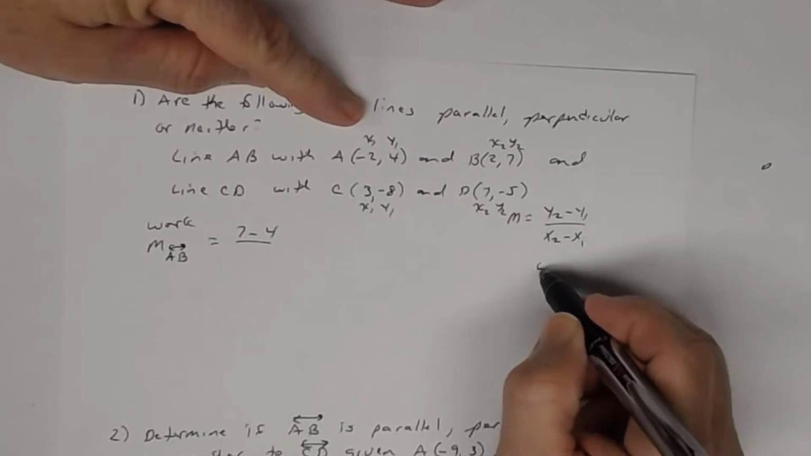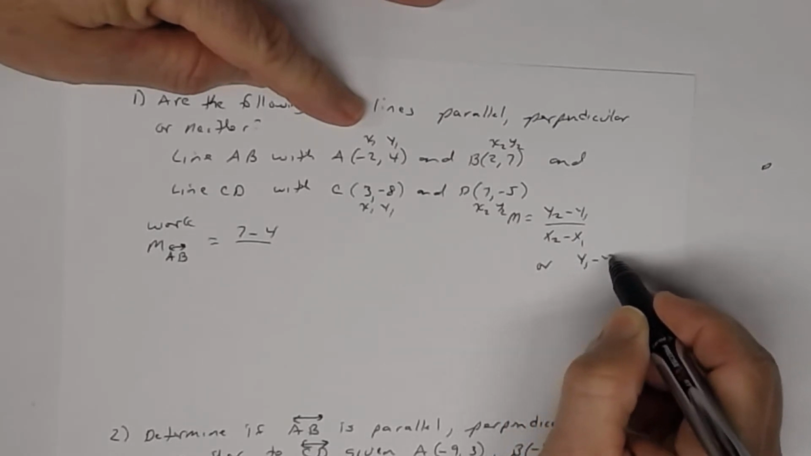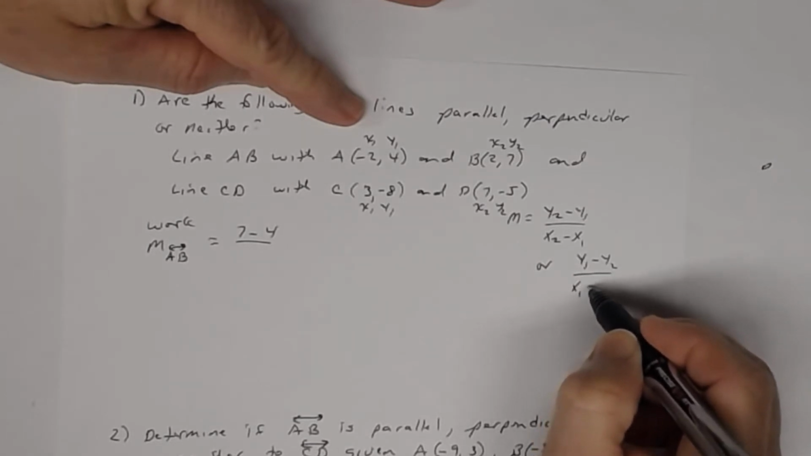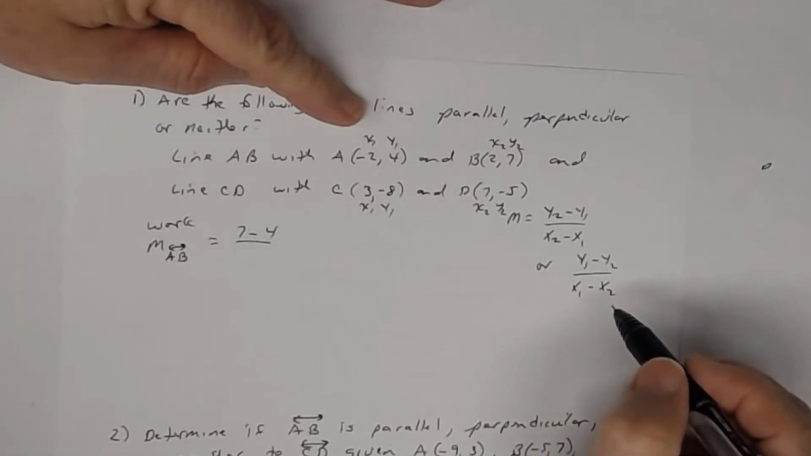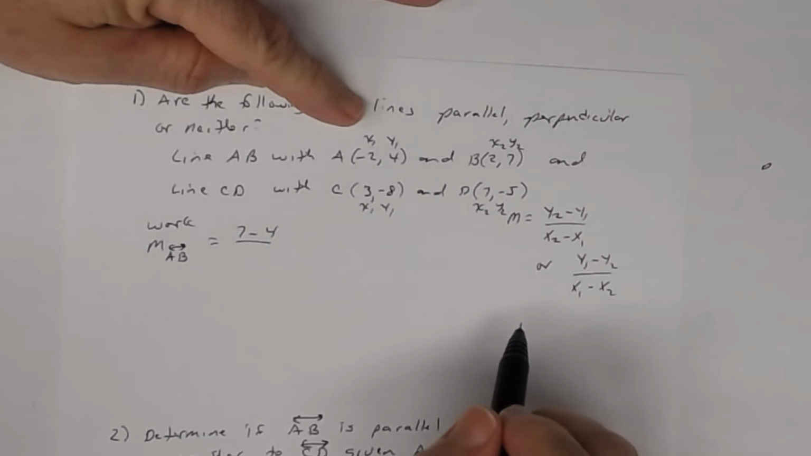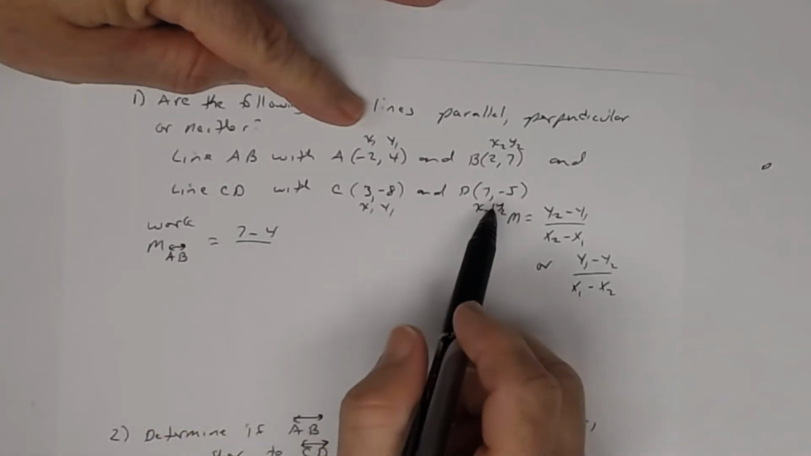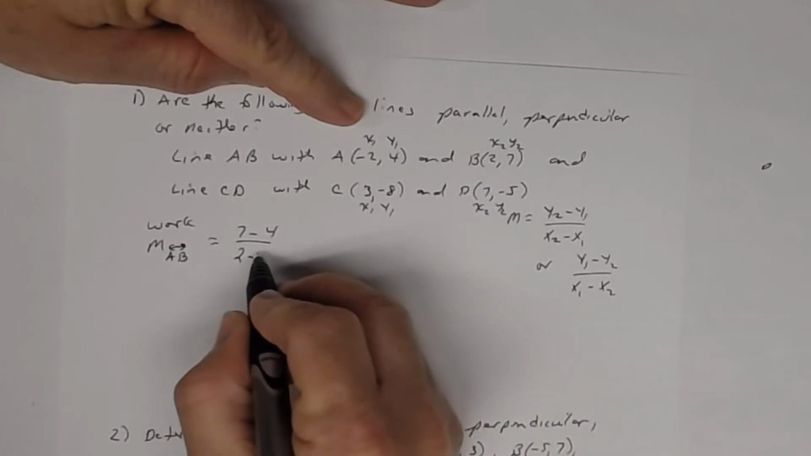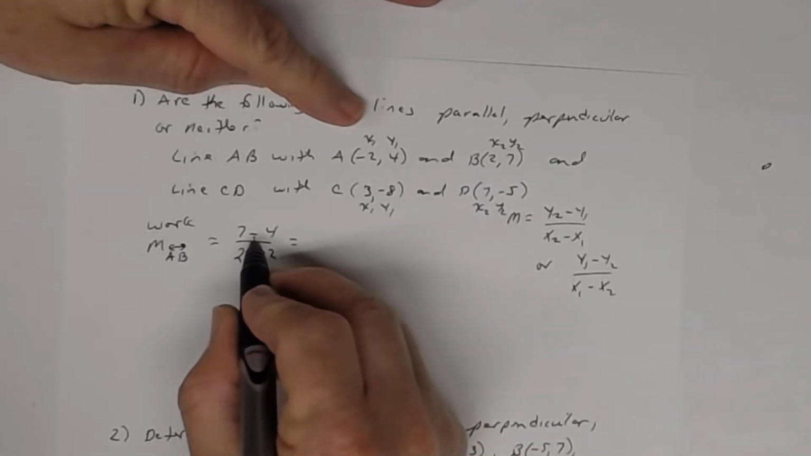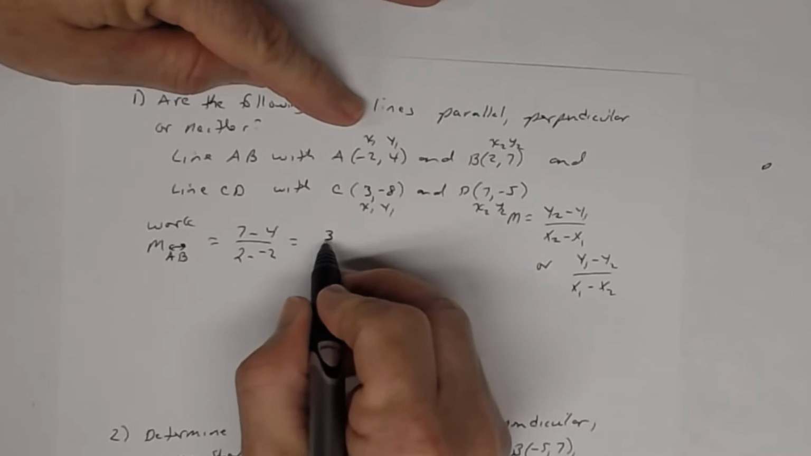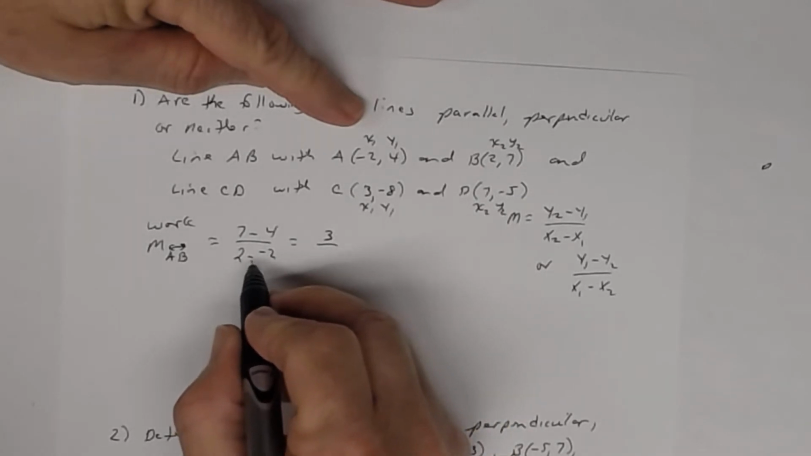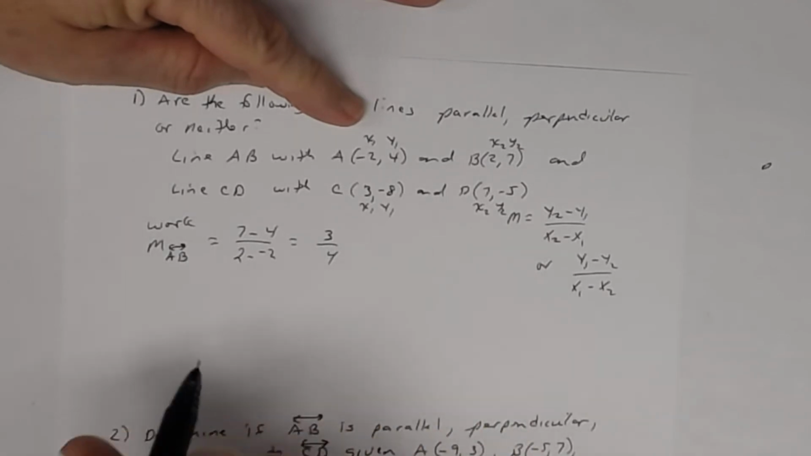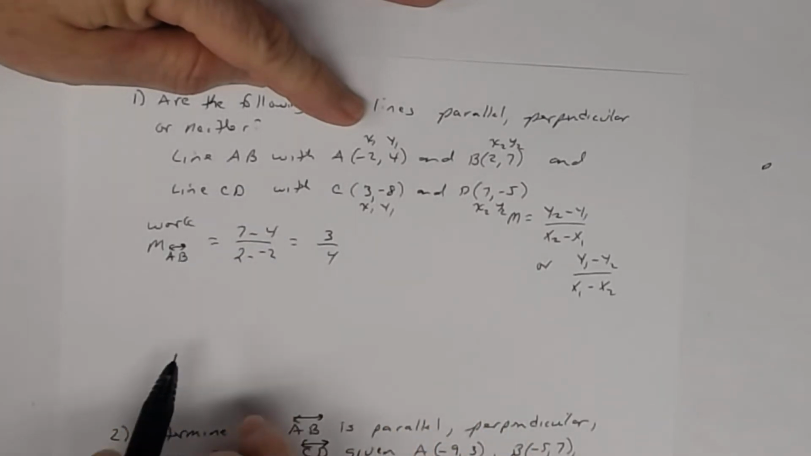Remember, you could have also said y1 minus y2, but since I put y1 first, I must say x1 first. x1 minus x2. It does not matter which one you use, you get the same answer. So 7 subtract 4. Since I start with 7, I've got to start with 2. 2 subtract negative 2. So the numerator, 7 subtract 4, is 3. The denominator, 2 subtract a negative 2, means 2 plus 2, which is 4. So the slope of this line is 3/4.